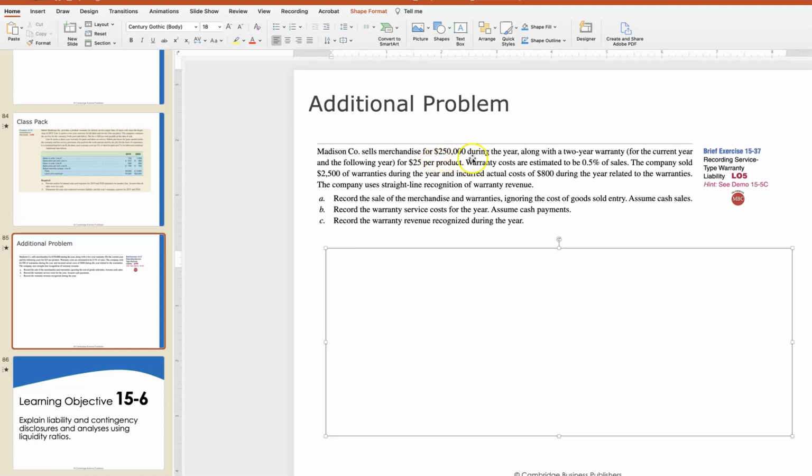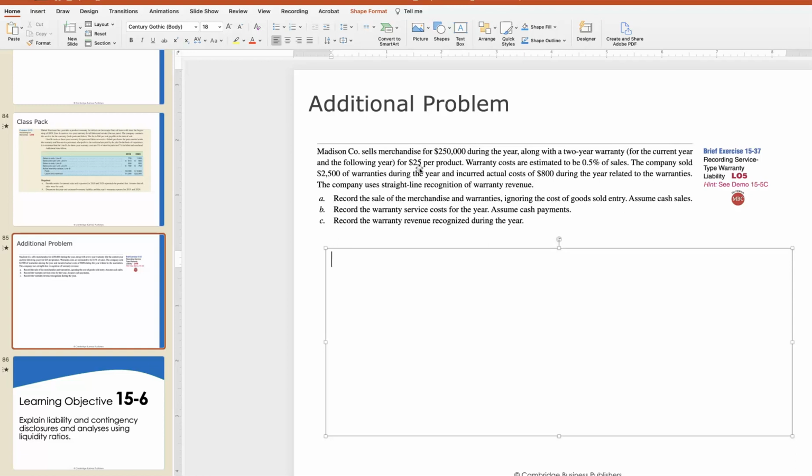Madison sells merchandise for $250,000 during the year along with a 2-year warranty for the current year and the following year for $25 a product. Now notice this. They're charging for this warranty. So we know we're going to have some type of deferred revenue because the warranty will cross 2 years.